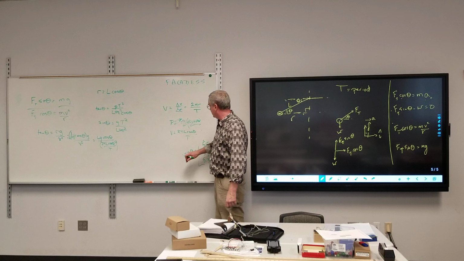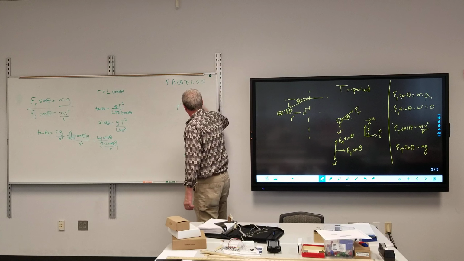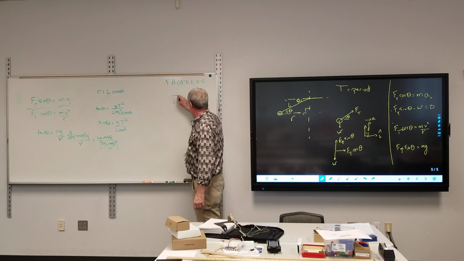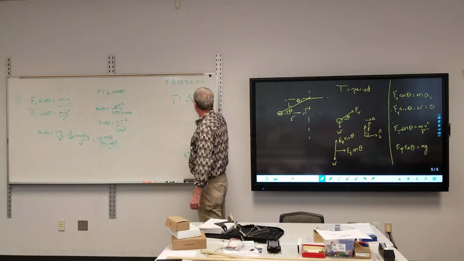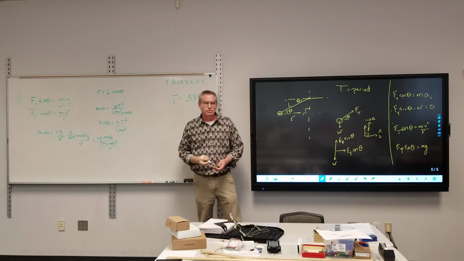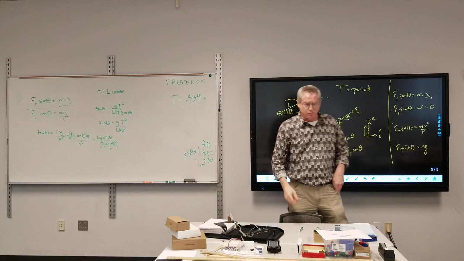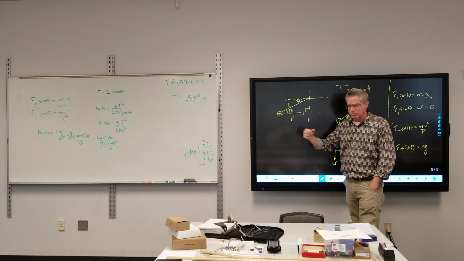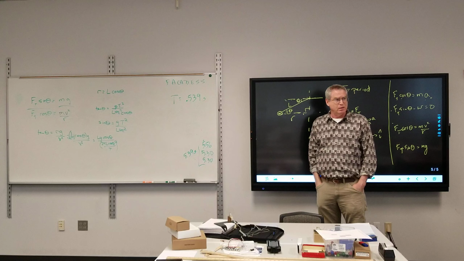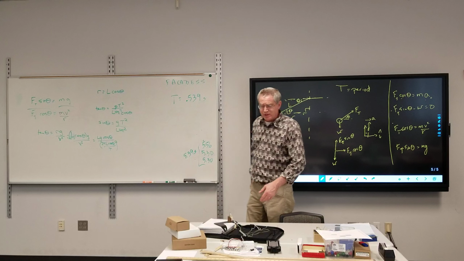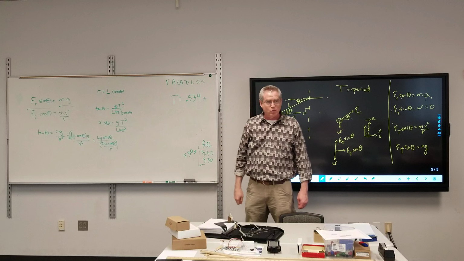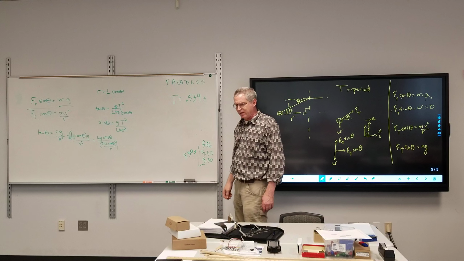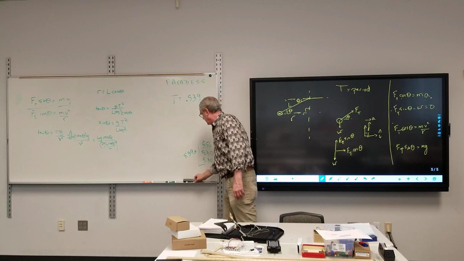So for my period, I divide by 10. The period is 0.539 seconds. Remember, period is for 1 revolution, and these times were for 10. Just wait till you do the lab and you're swinging that thing 20 times per trial. Your arm gets tired. That would make sense.